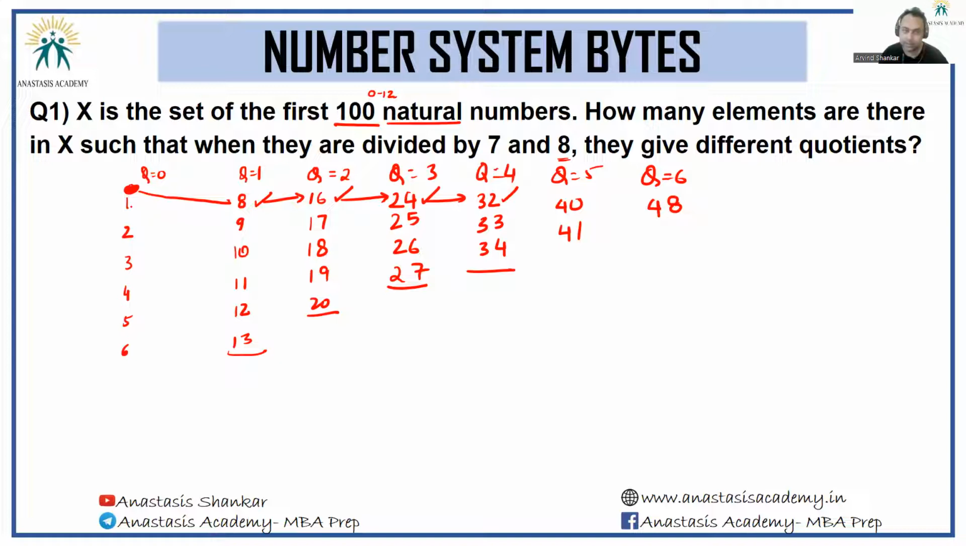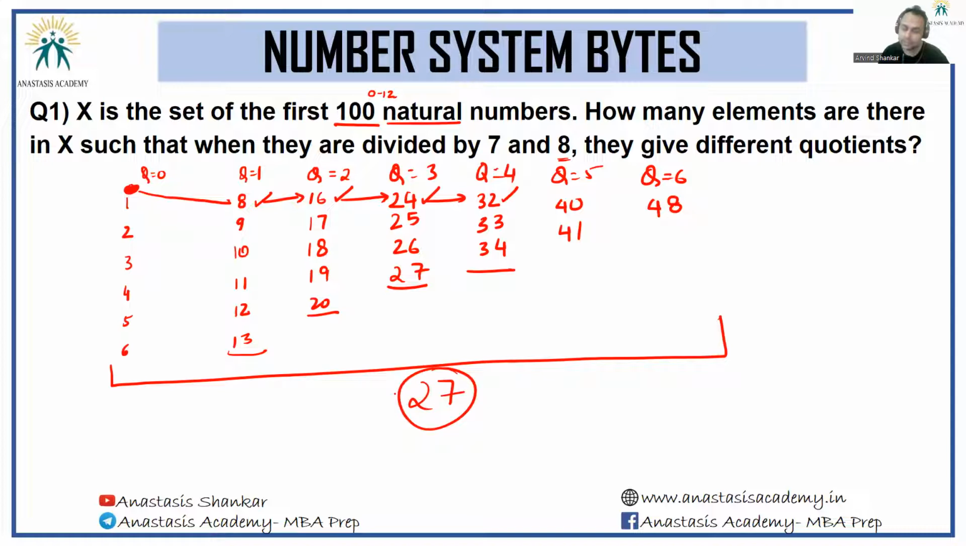How many numbers do we get? 6 plus 6 plus 5 plus 4 plus 3 plus 2 plus 1. So sum of first 7 natural numbers. So 27. For these 27 numbers, upon division by 7 or 8, you get the same quotient. So out of first 100, when you remove these 27, answer to the question should be 73.